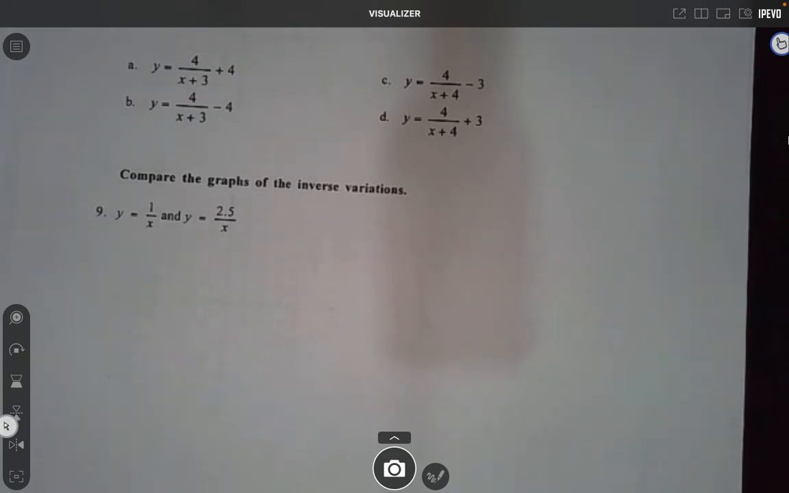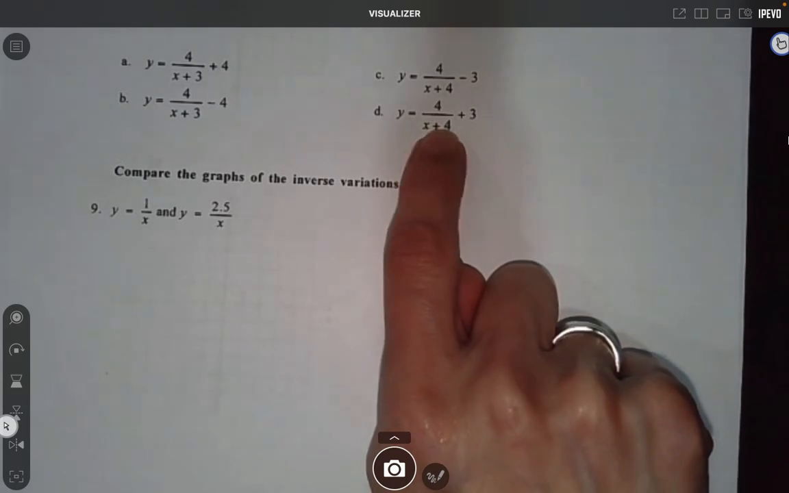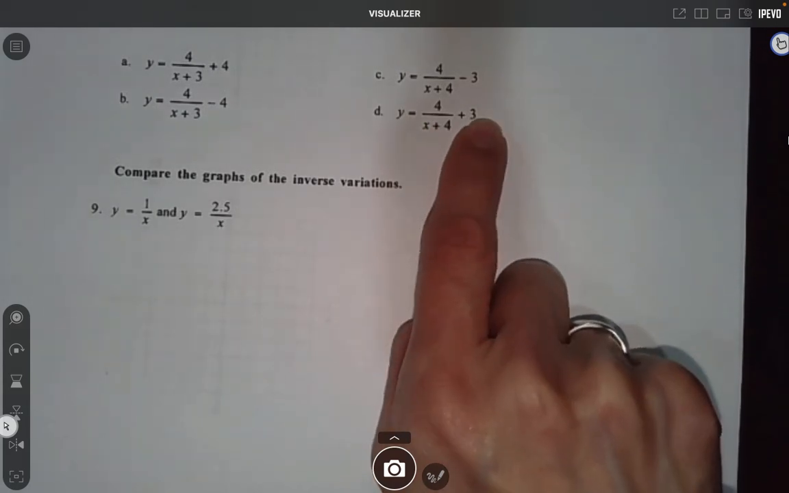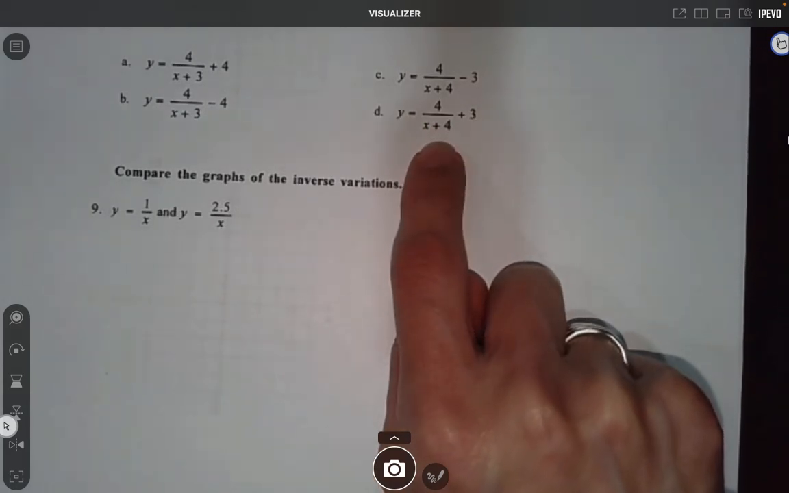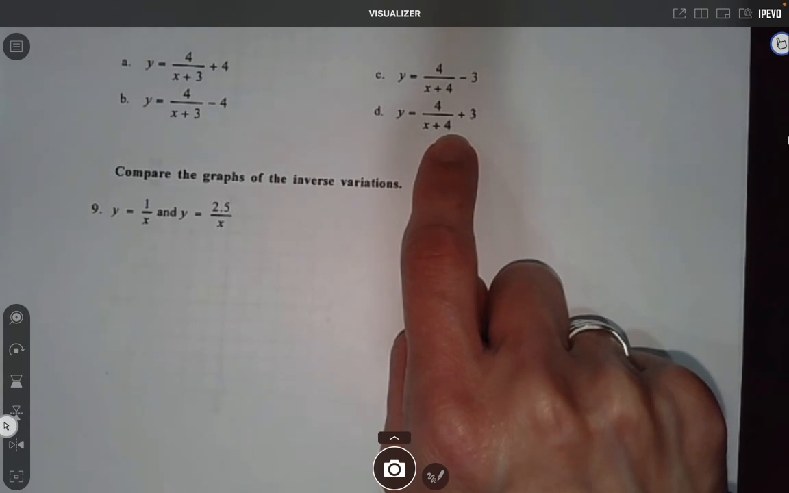Wait, which answer was it on that one? Didn't we say D? Yeah, left 4, up 3. Remember, the x is always opposite. So when you go to the left, you're thinking it's going to be minus or negative, but really you're going to put plus 4. Okay.